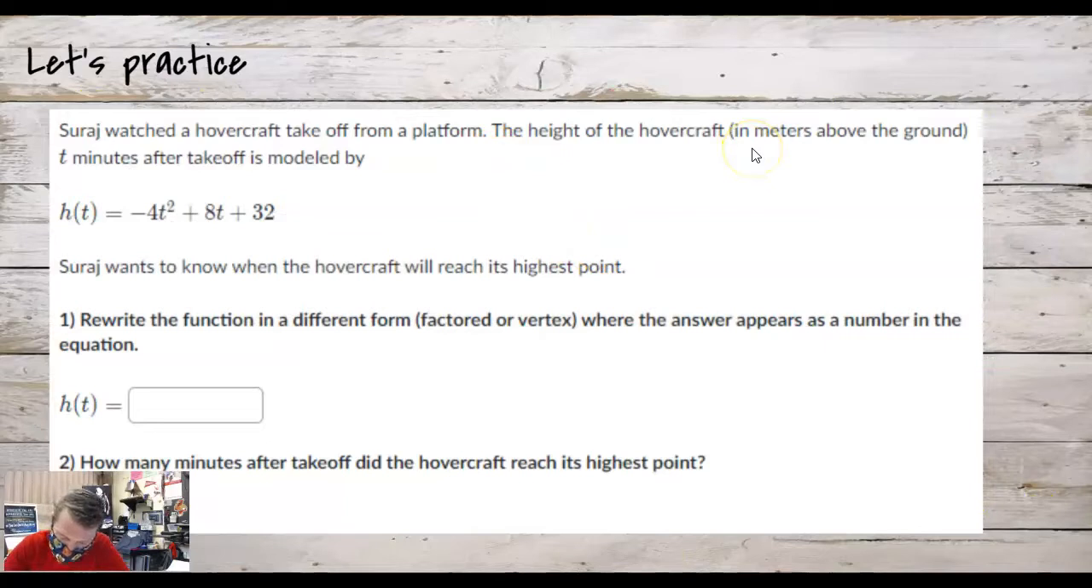So if we're heading our paper, interpreting quadratic.